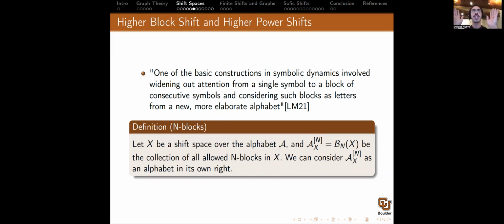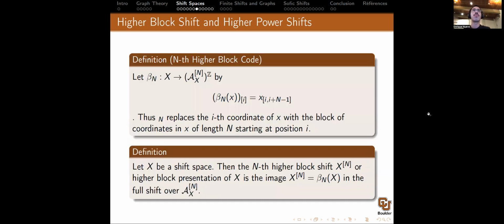Furthermore, I can tell now there's a mistake here. What is an n-block? An n-block is any subword of length n within any of the points, the bi-infinite sequences, within the shift space. That's it. It's the union of all of those. So what is an nth higher block code? It's an idea that gets used a lot in symbolic dynamics.